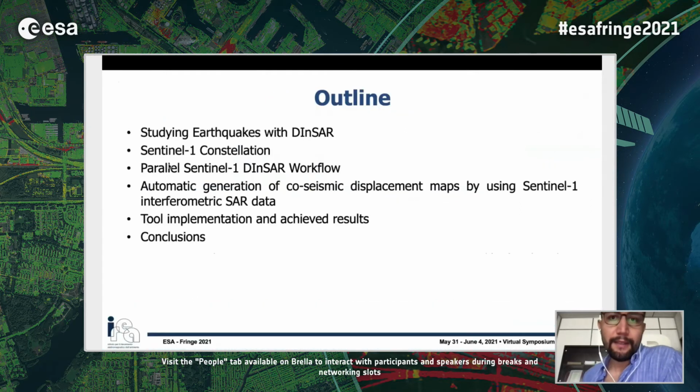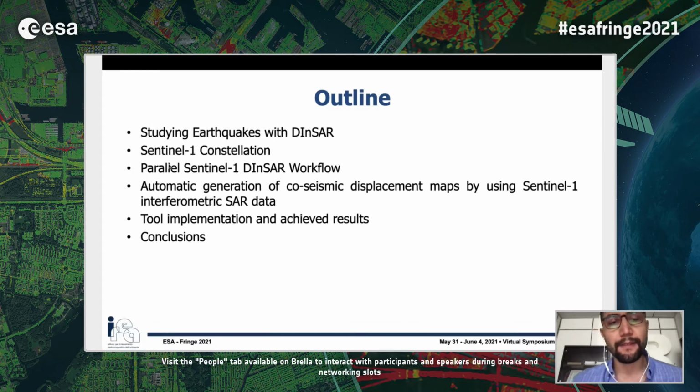Okay, the outline of my presentation is the following. First, I will introduce in a general way how it's possible to study earthquakes with DInSAR. I will talk about the Sentinel-1 constellation that I am using for processing, in an automatic way, interferograms and displacement maps. And I will talk a little bit about the parallel Sentinel-1 DInSAR workflow, which is the algorithm that I'm using.